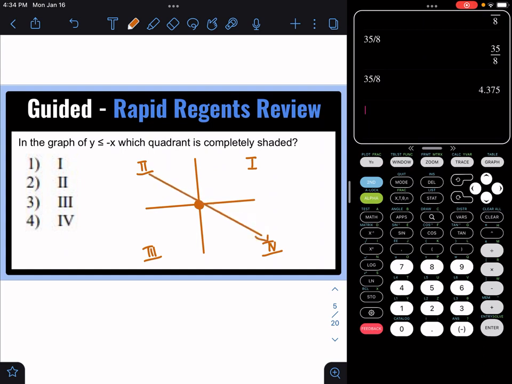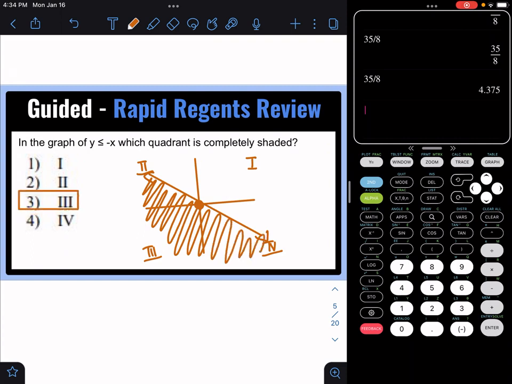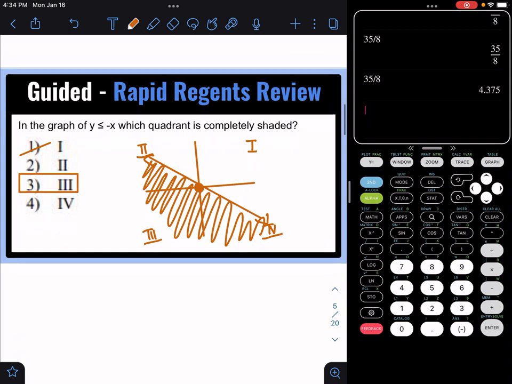It's a solid line because it's less than or equal to, and because it's less than, that means I'm going to shade below, and the only one that's 100% shaded is quadrant 3. We should never say quadrant 1 because that's not shaded at all, but then quadrant 2 and quadrant 4 are only half shaded. So our answer would be quadrant 3.